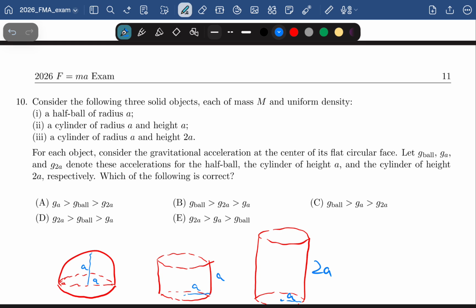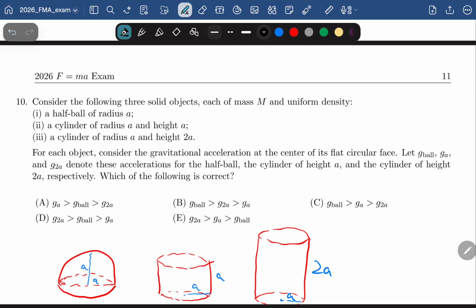This was especially confusing for me because it's talking about gravitational acceleration in a more vague way, because it doesn't explicitly say that it's on Earth, right? So let's just read.